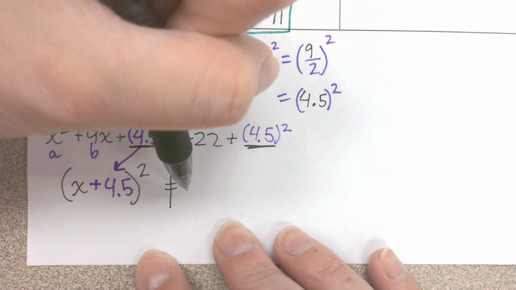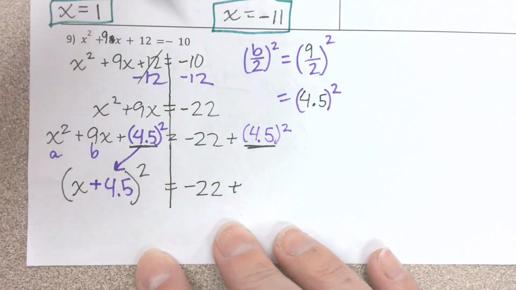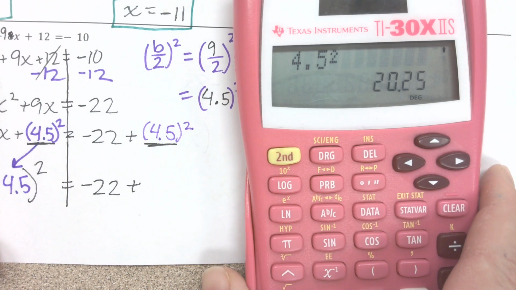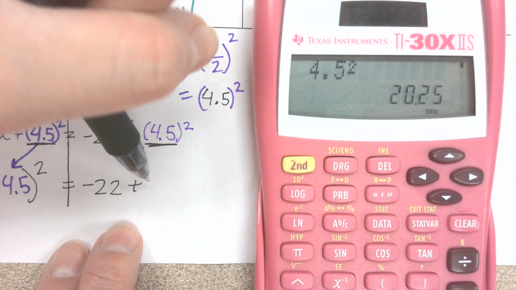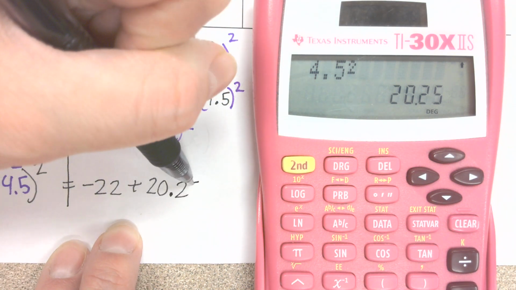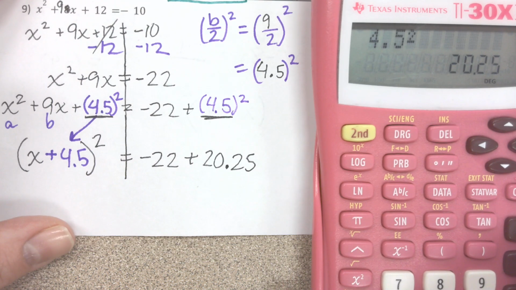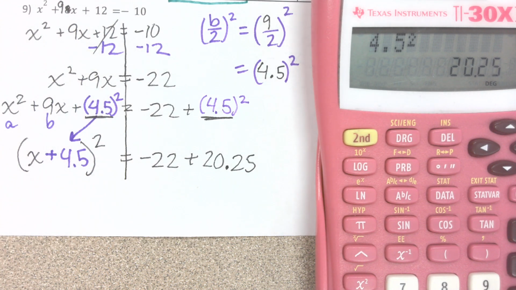On the right side, let's bring this down, negative 22, plus, I'll go ahead and get that 4.5 squared in my calculator. That's going to give me 20.25. Don't round that to 20.3. There's no reason to. It's still a small decimal. So if you only have 2 decimal places, just write them both out. Any questions up to this point? All I've done is complete the square.